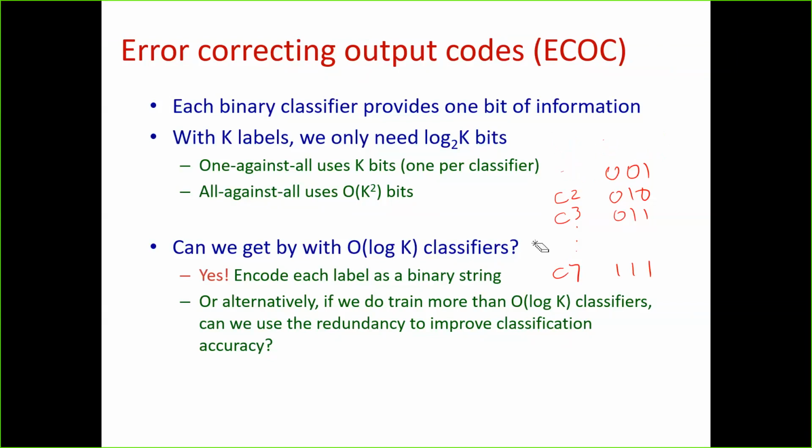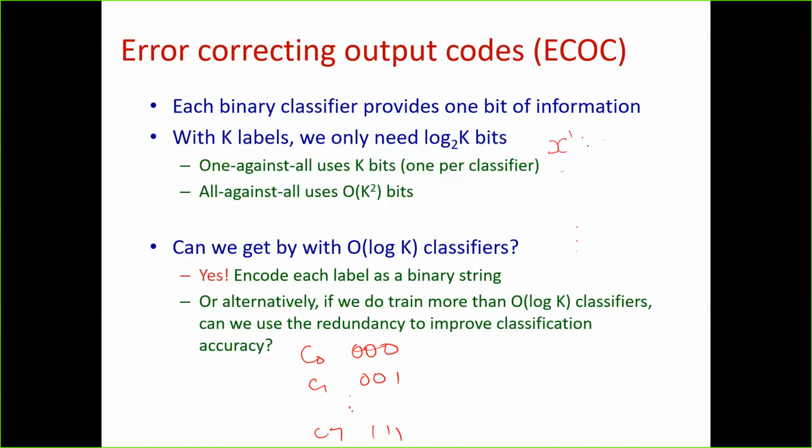So let me write it this way. C0 is 000, C1 is 001, and so on, C7 is 111. Now the data given to you looks something like this. Let's say there are 8 classes in the data: x1, y1, x2, y2, and so on till xn, yn, and each yi belongs to one of these 8 classes, C0 to C7. Let y1 be some C1, y2 be some C0, and so on, yn be some C3.